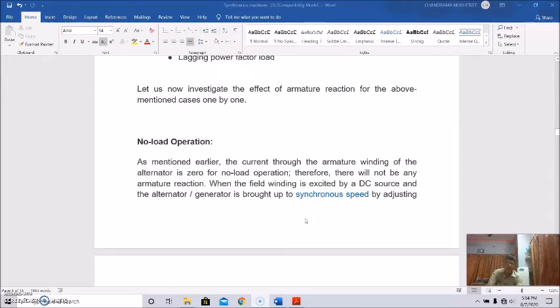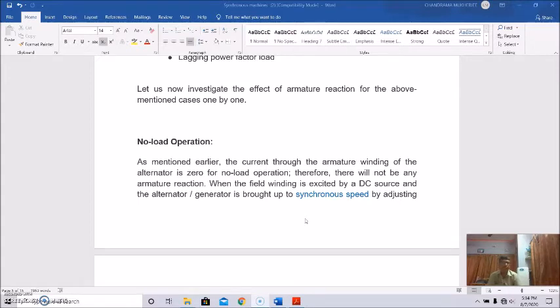No load operation means there is no current flowing in the armature. Since no current is flowing in the armature, there is no armature flux or armature MMF. As a result, no question of armature reaction arises, and only the field flux or the main flux will be there.